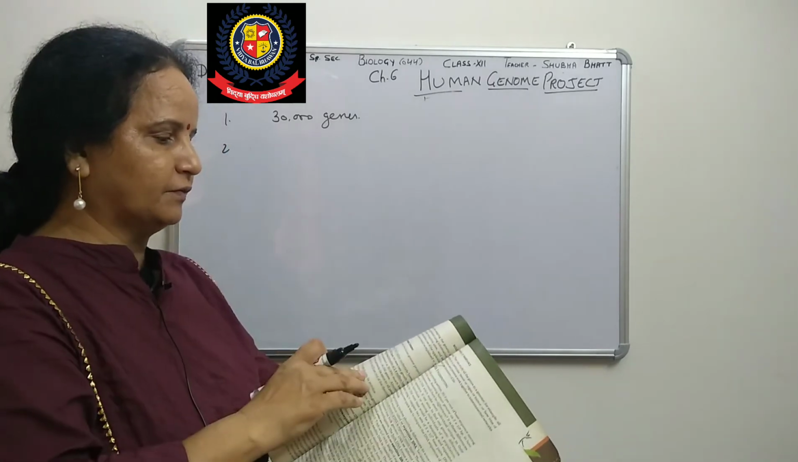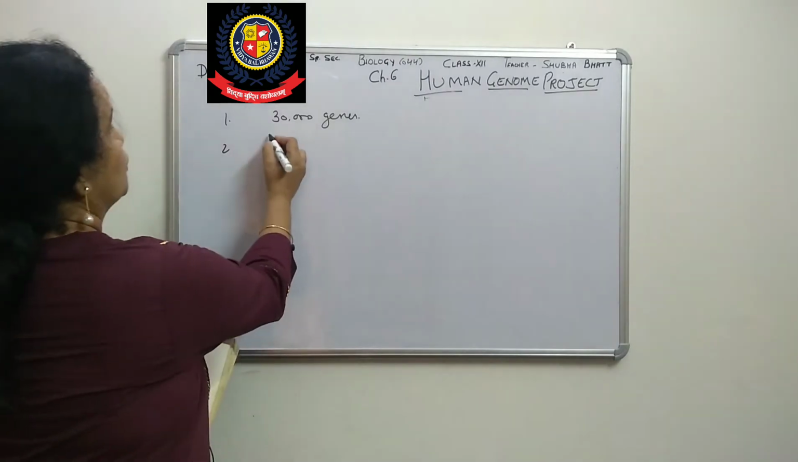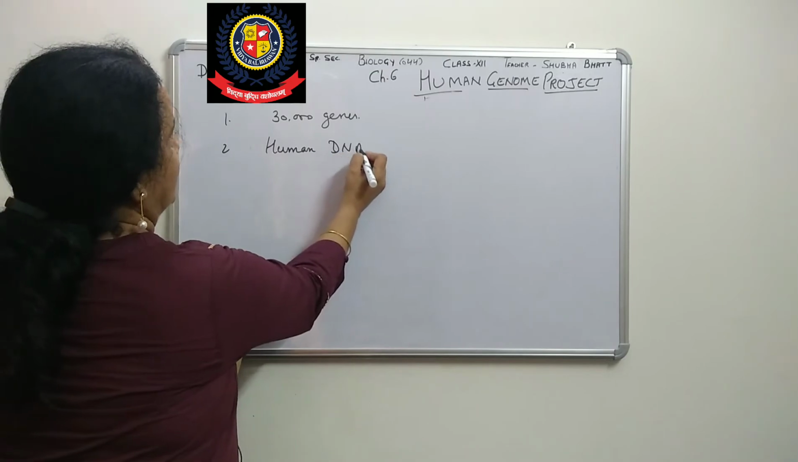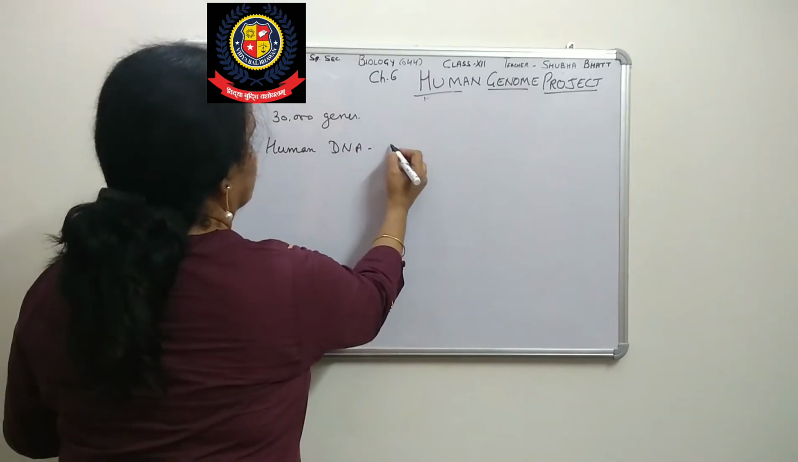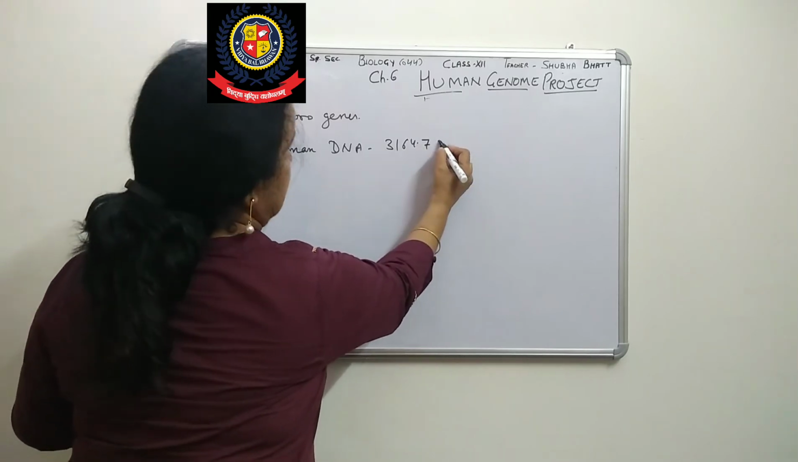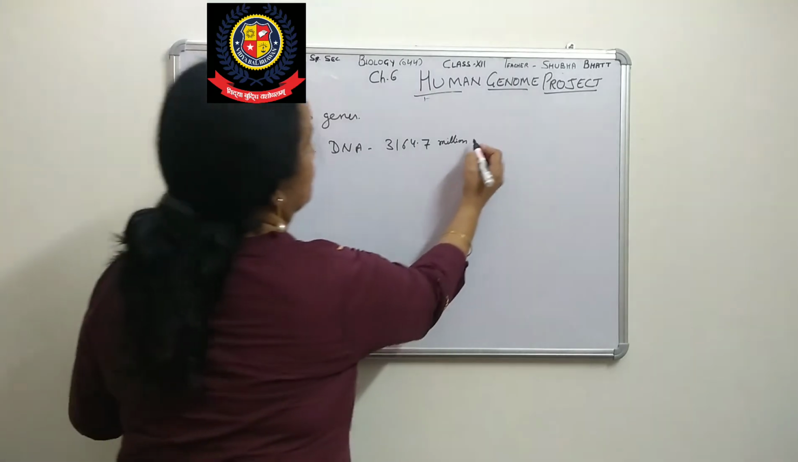Now the second one: how many nucleotides are present in human DNA? In human DNA, how many nucleotides have we got? 3164.7 million. Too much, right? Those are the nucleotides.